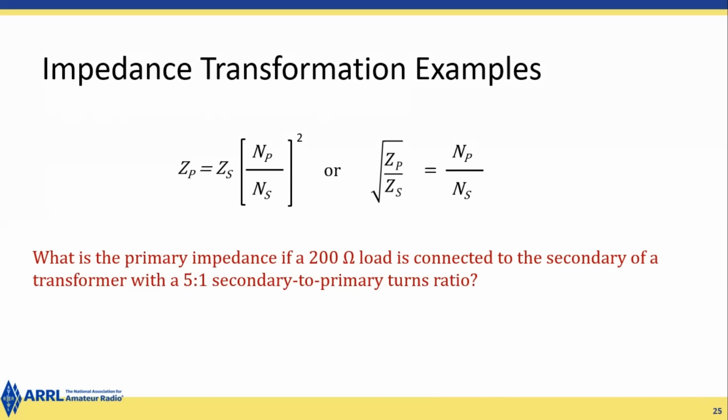What is the primary impedance if a 200 ohm load is connected to the secondary of a transformer with a 5:1 secondary to primary turns ratio? Using our equation, filling in our numbers, it's 200 divided by 1/5, which is about 8 ohms. So if I've got a 200 ohm impedance on one side of a transformer and a 5:1 winding ratio, it will transform that impedance to 8 ohms.